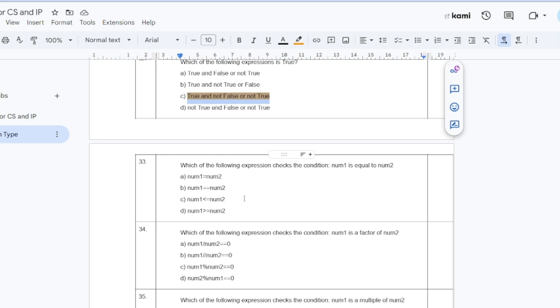Now look at the question. Which of the following expression checks the condition num1 is not equal to num2? So num1 is not equal to num2. Num1 equals num2 is the other option. The first option is not correct, but the second option I think is the correct option.